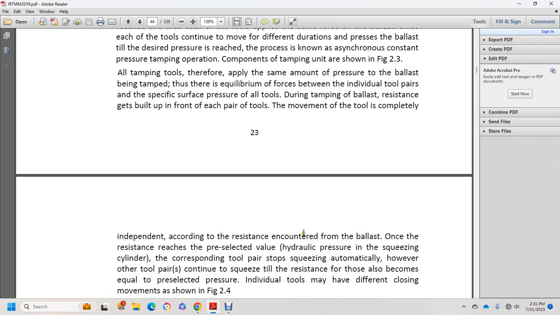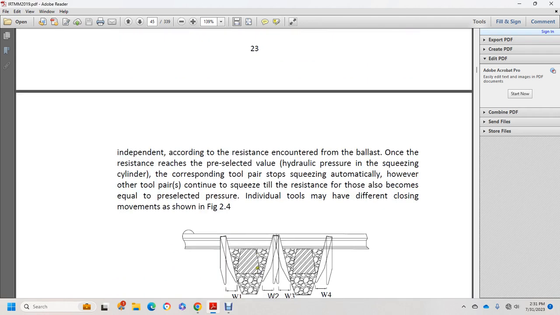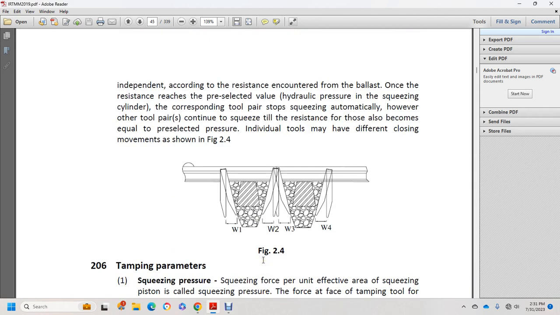Movement of the tools is completely independent according to the resistance encountered with the ballast. Once the resistance reaches the pre-selected value, hydraulic pressure in the squeezing cylinder of the corresponding tool pair stops automatically. However, the other tool pair continues to squeeze until its resistance becomes equal to the pre-selected pressure. The individual tools have different closing movements as shown in Figure 2.4.